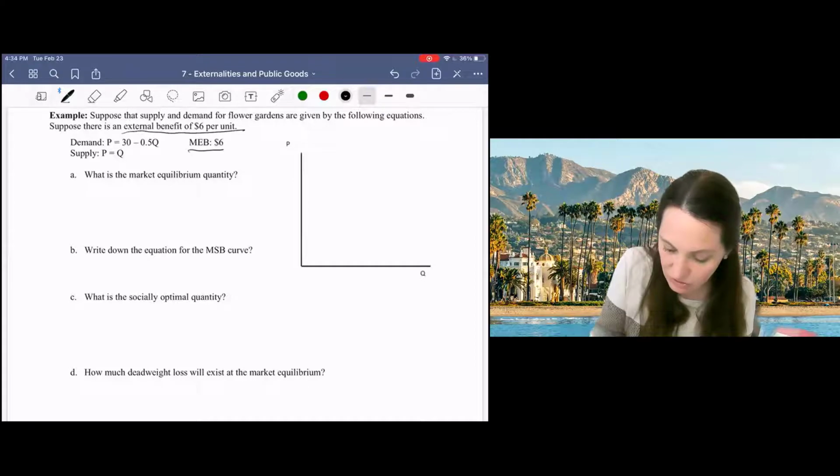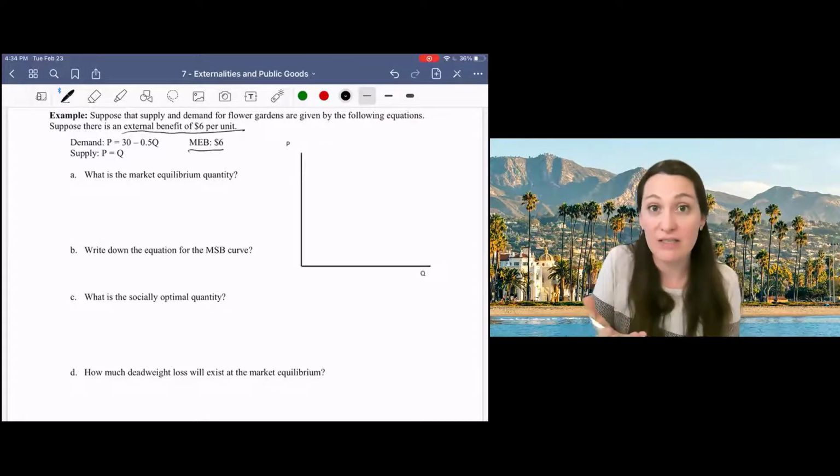This is the marginal external benefit. And notice that it's constant. It's the same for each unit. That will be true in all of the examples that we do.